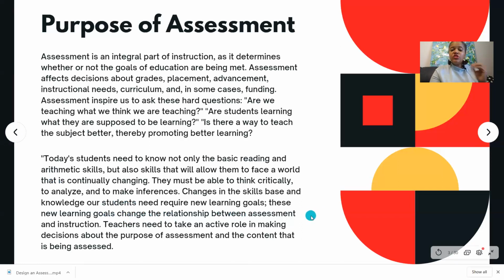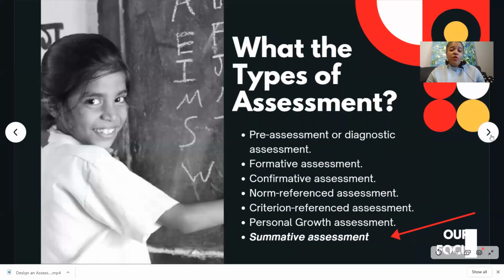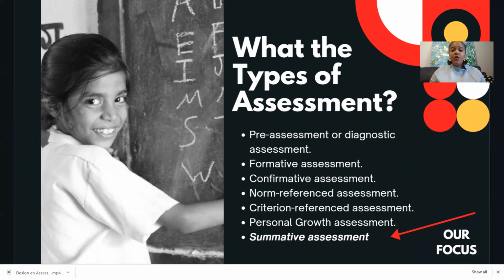These new learning goals change the relationship between assessment and instruction. So teachers really have to take an active role in making decisions about the purpose of assessment and the content that's being assessed. Therefore, when we start talking about assessment, we have to understand what the different types of assessments are.